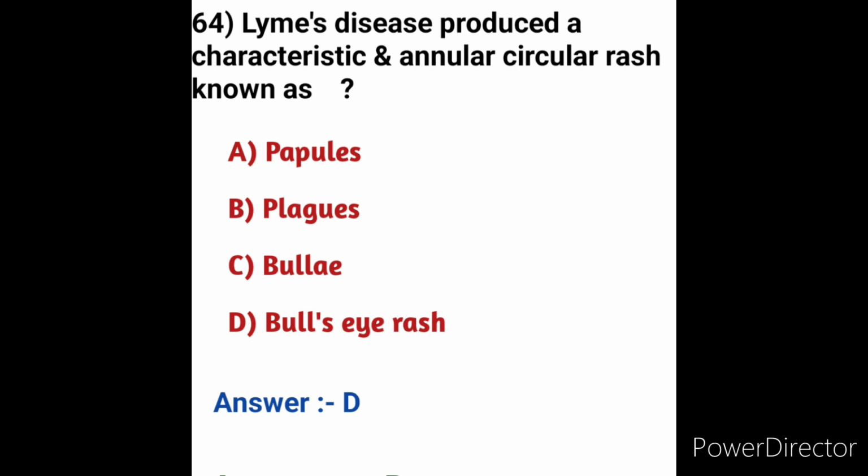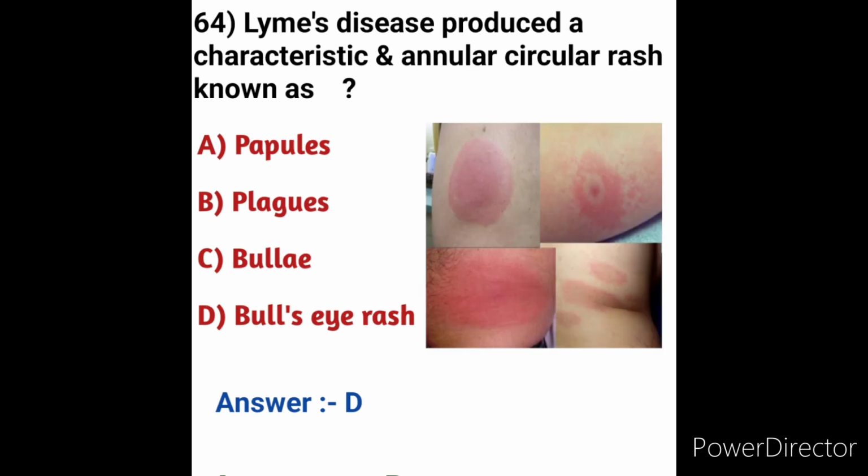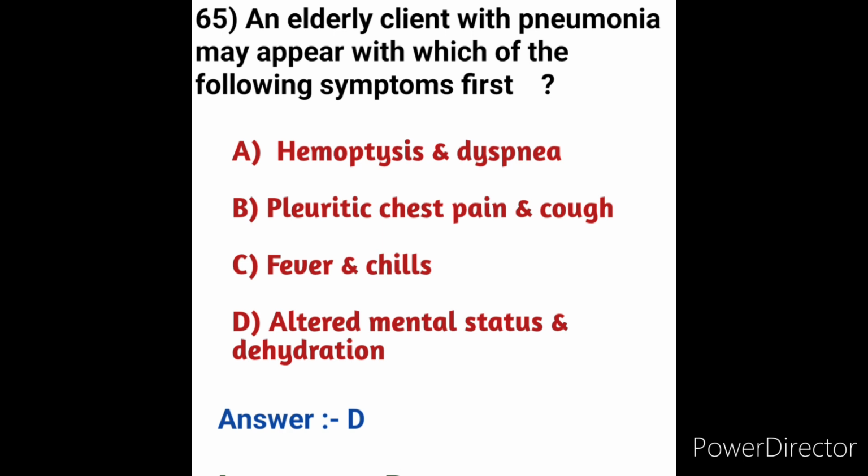Here in this picture we can see the bull's eye rash in particular areas of the body. In the second picture, the center point is red with a circle around the red dot. This is called bull's eye rash. Next we will move on to question number 65.